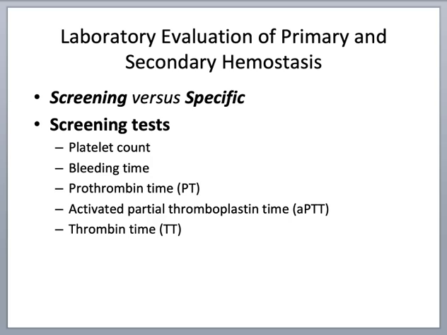Let's turn our attention to laboratory evaluation of primary and secondary hemostasis. It's important to keep in mind that there's screening tests which just generally assess how intact a person's coagulation pathways are, versus specific tests which serve to identify the primary underlying abnormality. So screening tests include fairly simple things: the platelet count. Just want to enumerate the number of platelets.